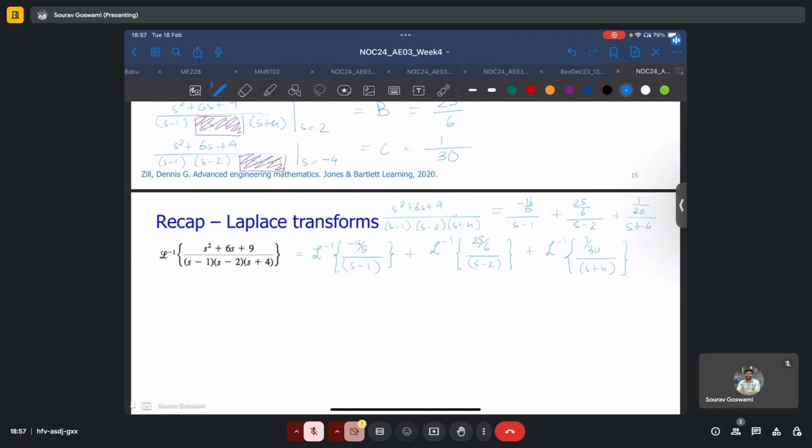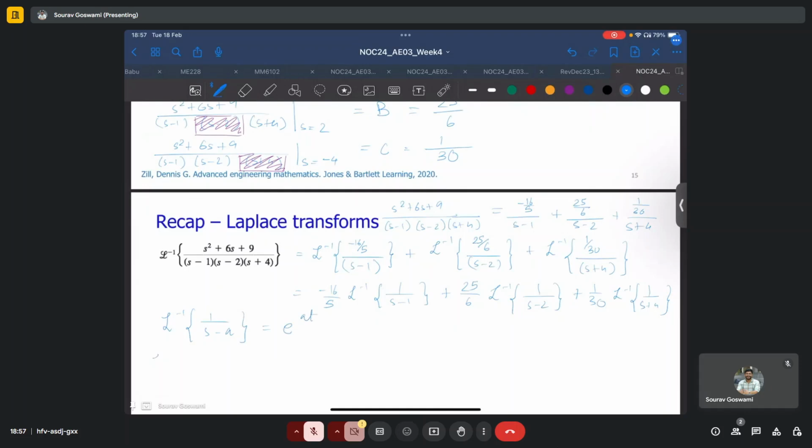In fact, we can even pull the constants out. So minus 16 by 5 Laplace inverse of 1 by s minus 1, plus 25 by 6 Laplace inverse of 1 by s minus 2, plus 1 by 30 Laplace inverse of 1 by s plus 4. And if you remember the formula, Laplace inverse of 1 by s minus a equals e power at.